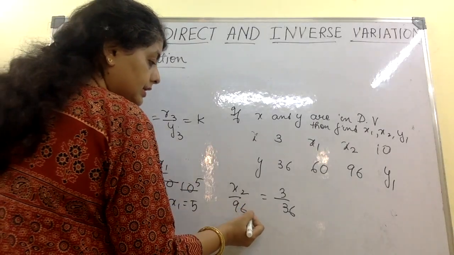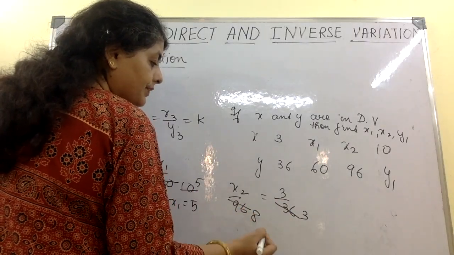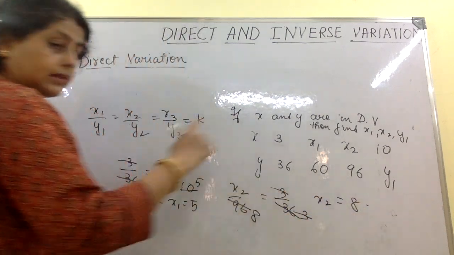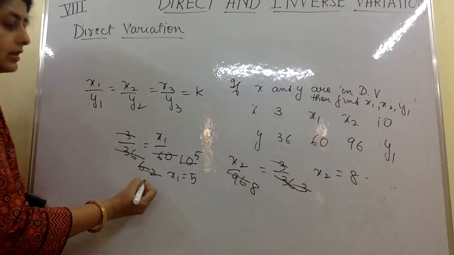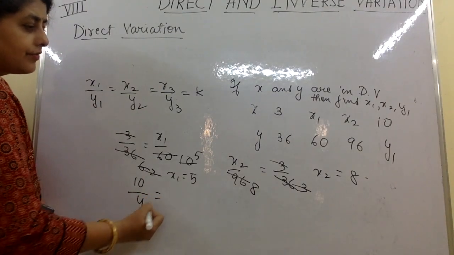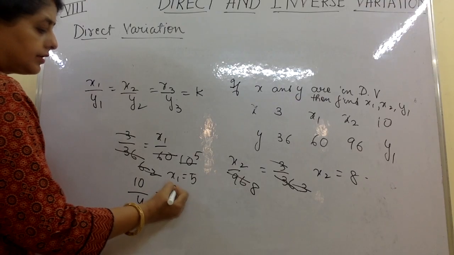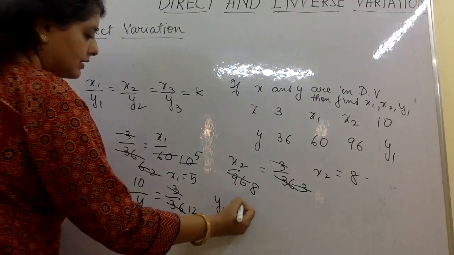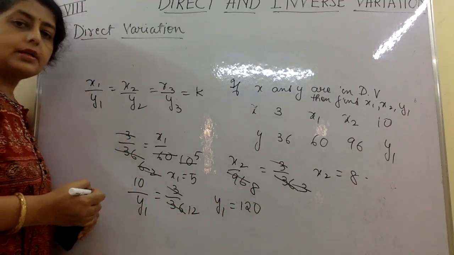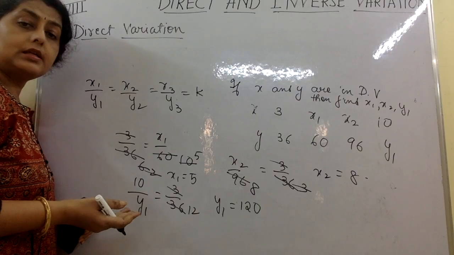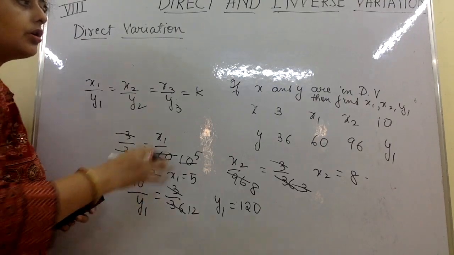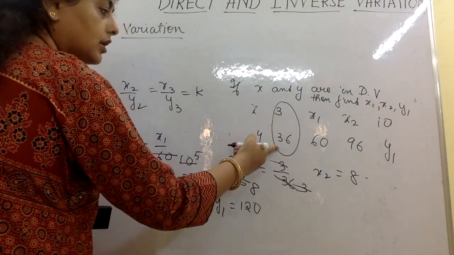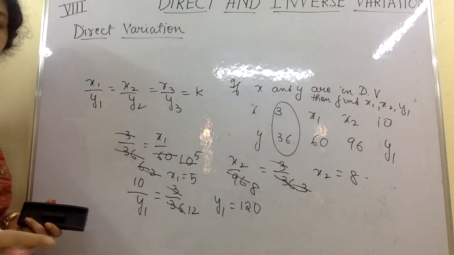So here, 12 3s are 12 8s are. Okay, 3 and 3 cancel. x2 is equal to 8. Let's take the third one. The third one is 10 by y1, which is 3 by 36, 1 by 12. y1 is equal to 120. Okay, so y1 is equal to 120. So we got all the three variables just by using this ratio, because here both were given.